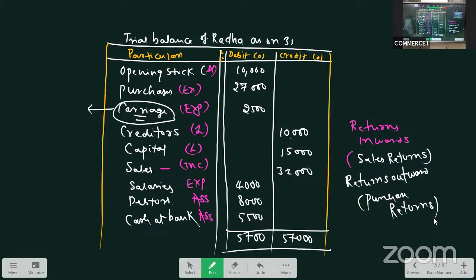In question number 18, after purchases, he gave return inwards. Purchases, I told you, are debited. They are an expense. And return inwards are sales return. Sales are credited, sales returns are debited. Purchase is debited and purchase returns are credited. Okay, so you apply the same. The rest all it is okay.